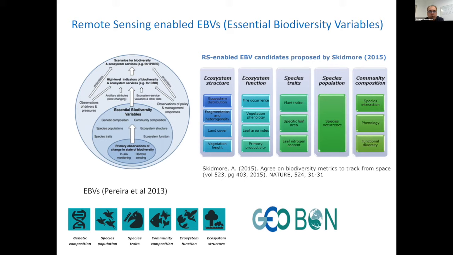Together with Andrew Skidmore and colleagues, we started to work on RS-enabled EBVs. Here you see the candidates in the paper from 2015 related to ecosystem structure, ecosystem function, species traits, species population, and community composition. Only for genetic composition, remote sensing cannot support the variables yet. But you can see a lot of interesting ones. Some of those predictors we are using already, like land cover and vegetation height, but you can also add vegetation phenology and leaf area index. On the right side, in community composition, phenology is also being used. But of course, you can think of many more.